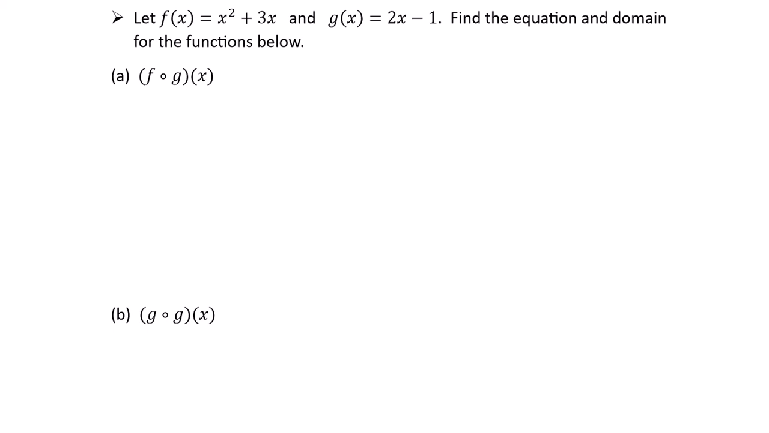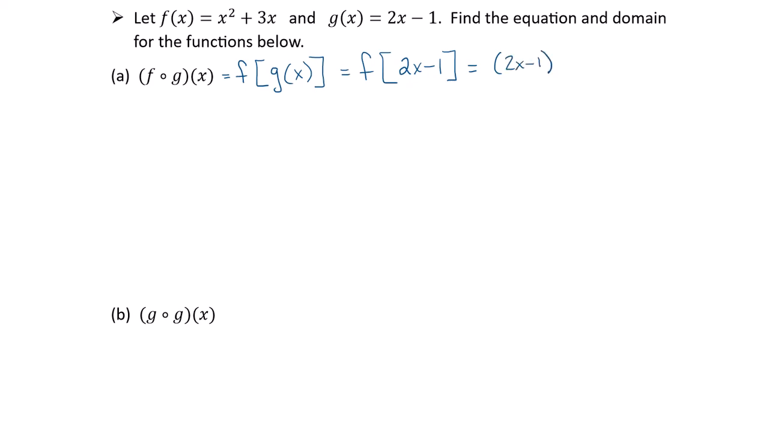Let f of x equal x squared plus 3x and g of x equal 2x minus 1. Find the equation and domain for the functions below. F composed of g of x. We'll write the definition. This is f of g of x. So we start on the inside. Instead of writing g of x, we write what g of x is, 2x minus 1. There's no simplification to be done, so we go to the next step of putting 2x minus 1 inside the f function.